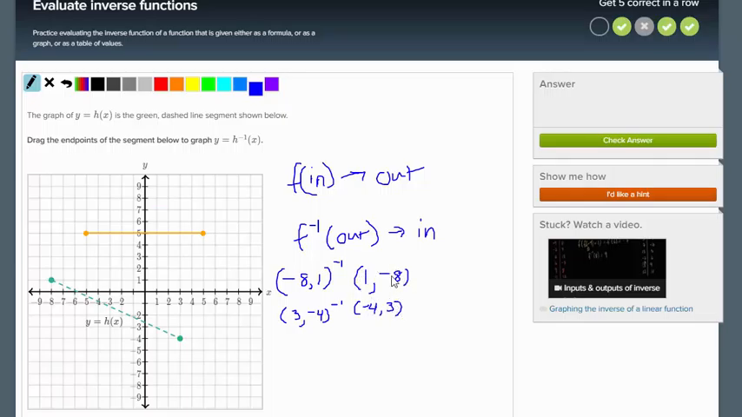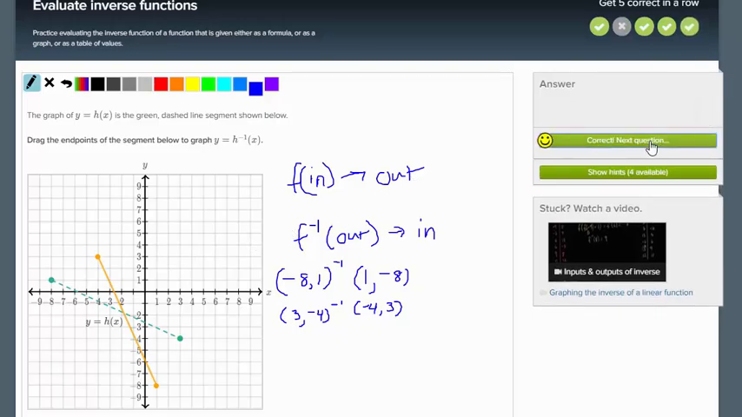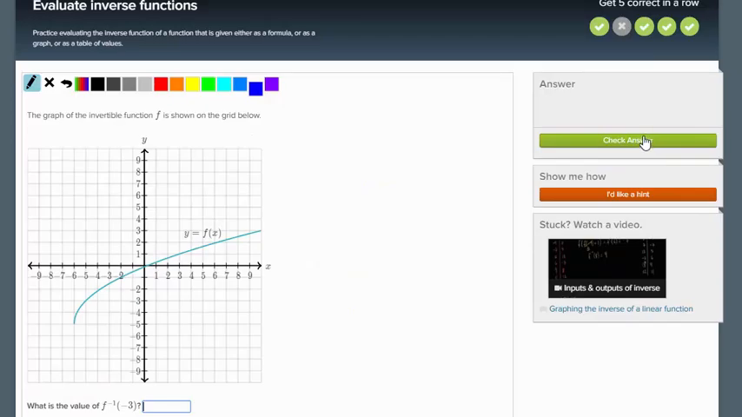So I'm just going to plot these points here. So (1, -8) is here, and (-4, 3) is here. And I'm done with the problem. Now, not always that easy, but we'll see.